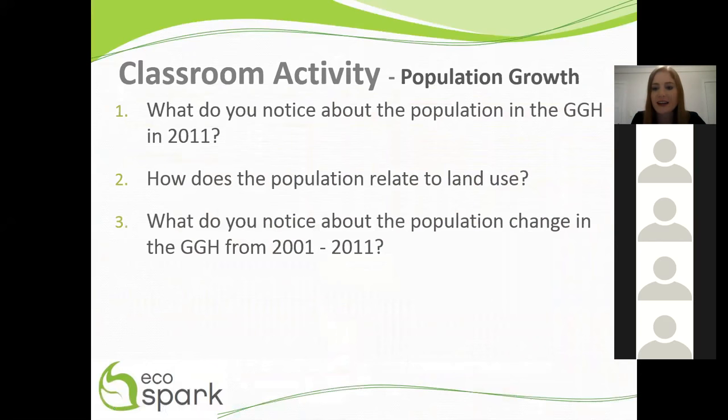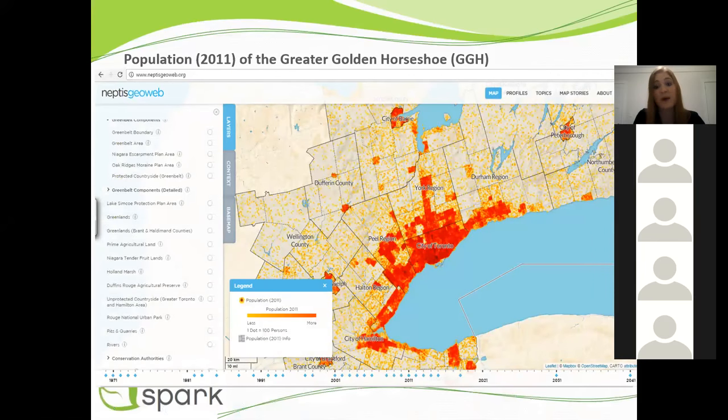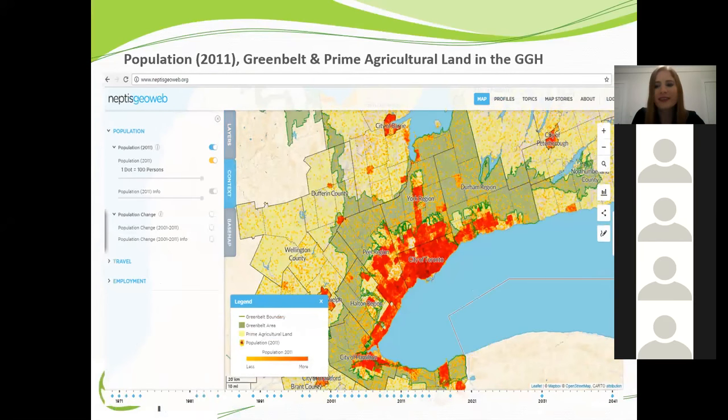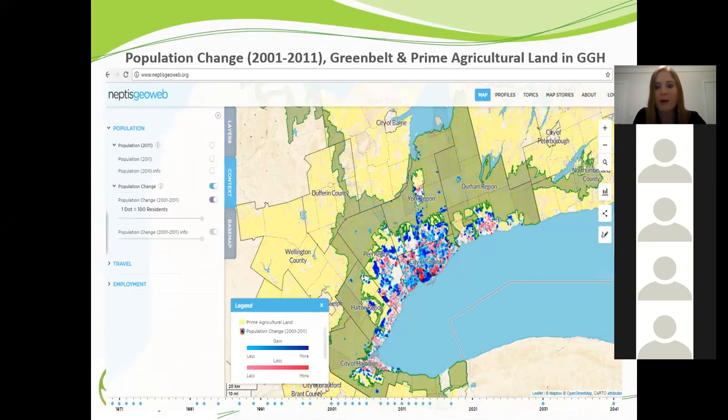All right, okay, and another classroom activity, again, as I mentioned, is to talk about population growth. You can look at how this relates to land use in your own community, as well as the larger Greater Golden Horseshoe as a whole. And you can talk about land use conflicts, like the Greenbelt, for example, and whether it's effective at protecting these areas from urban development and from population growth, as well as prime agricultural land. There's a lot of issues that you can talk about with your students there, as well as population change, which we discussed a little bit.